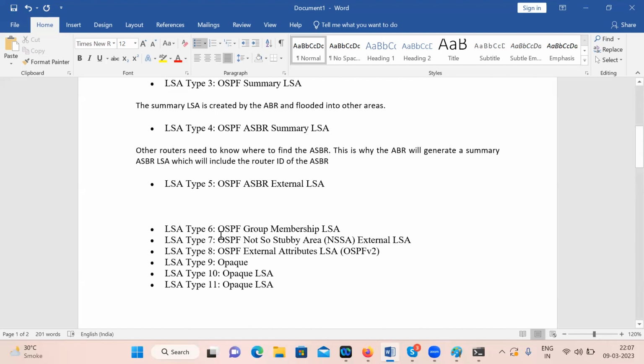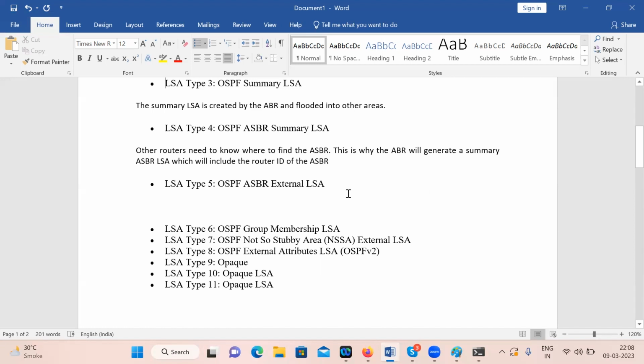Type 7 is not so stubby. When we do the NSSA, a special area type, that time we will see what OSPF NSSA is. Type 8 OSPF external attributes. Let it be 9, 10, and 11. I told you, the opaque LSAs, they have created this for future upgradation. If they come with some upgradation in OSPF, they will introduce it in this LSA. So LSA is clear for everyone.